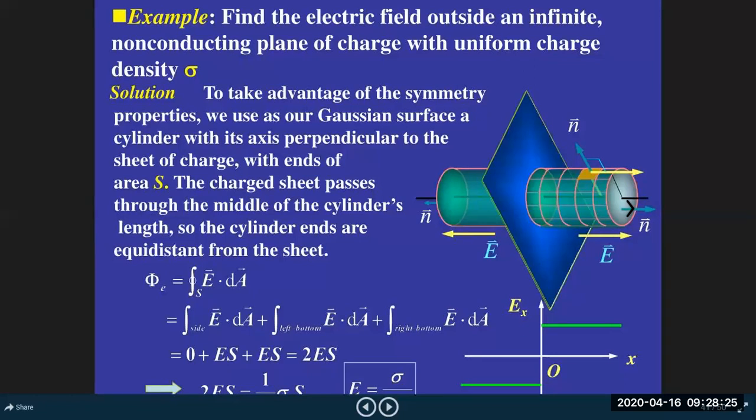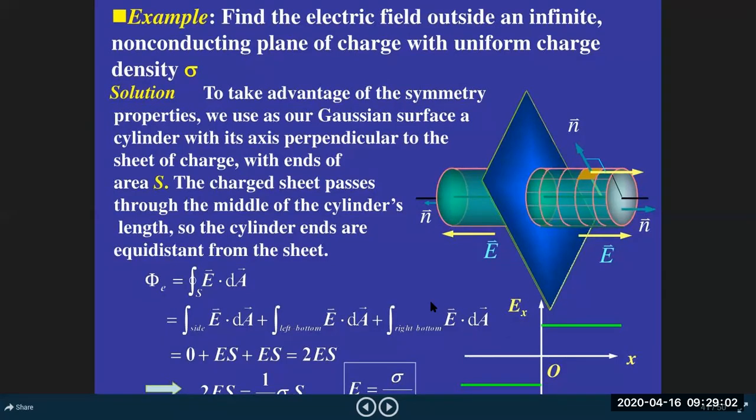Now come to this point. Electric flux through this surface: area vector and electric field both are parallel to each other. Therefore, the angle between them is 0. So the scalar product will be maximum. In that case, E into S is the flux through this surface, and similarly E into S is the flux through this surface. Now add up all, we get 2ES. This is the net flux. So we have calculated the net flux through the Gaussian pillbox, that we say a cylinder, due to this charge sheet.